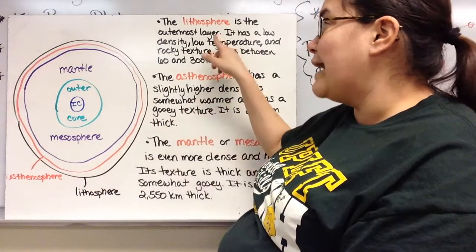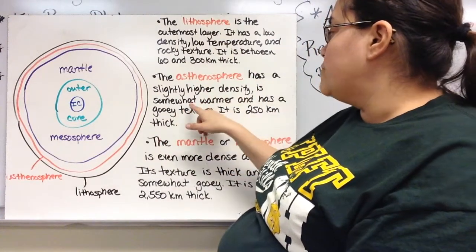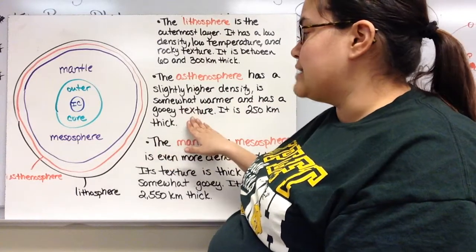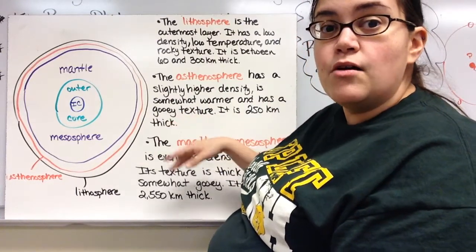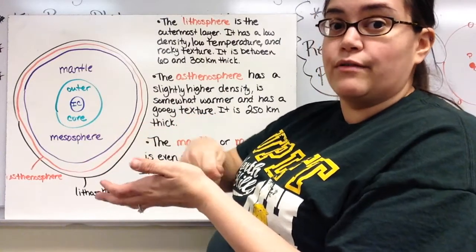The next part, this asthenosphere, this second ring, the red, has a slightly higher density. So it's higher than the lithosphere, but it's still a fairly low number. It's a little bit warmer and has a gooey texture. So I like to say that it's kind of like peanut butter or like cake frosting, where it's a solid, but you can move it around real easy.